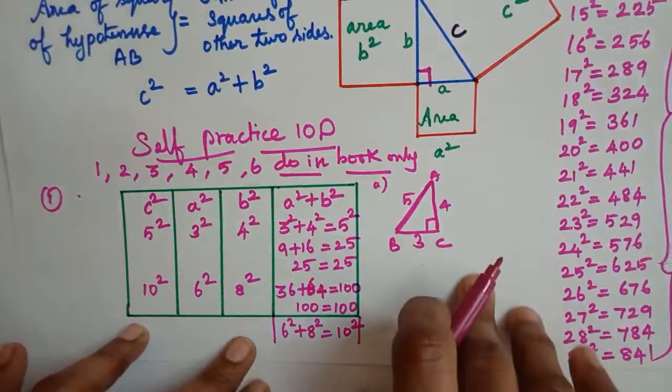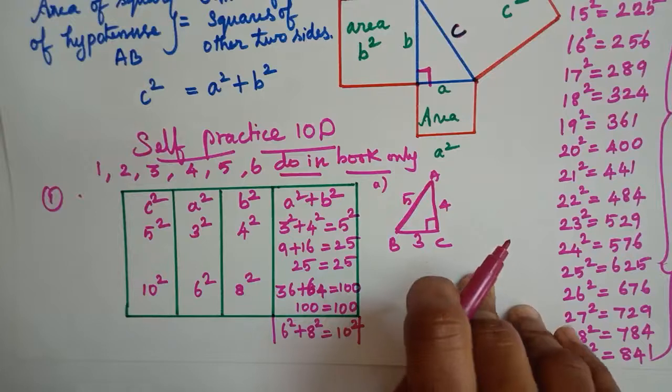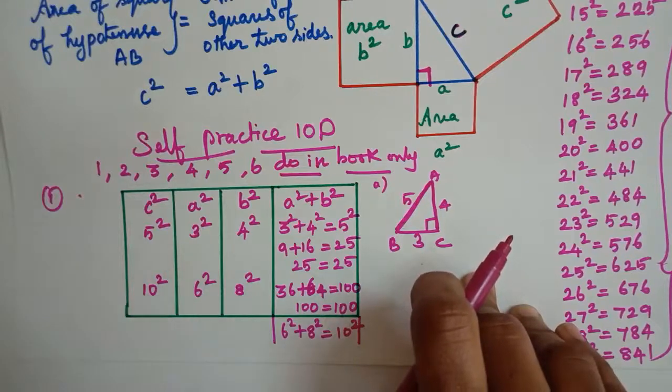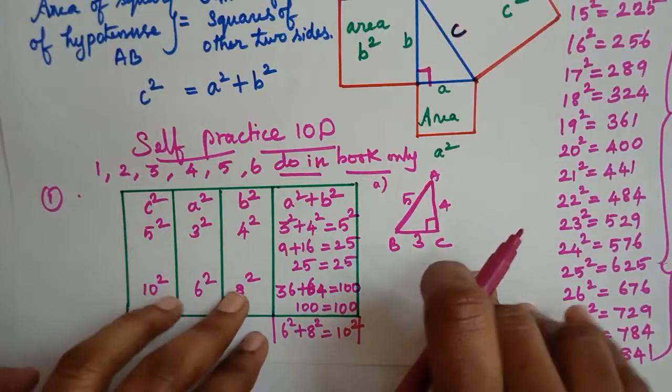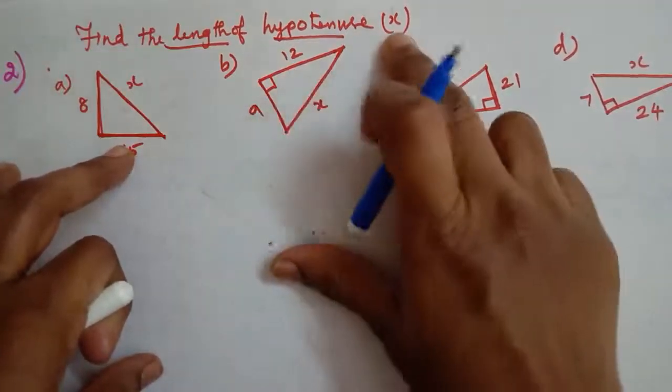Is it clear? There are two more sums, C subdivision and D subdivision. You have to do them by yourself. Okay, students, then listen, students, second question: find the length of hypotenuse x.